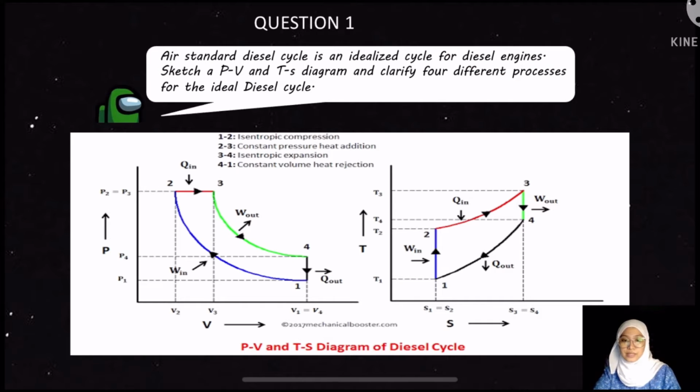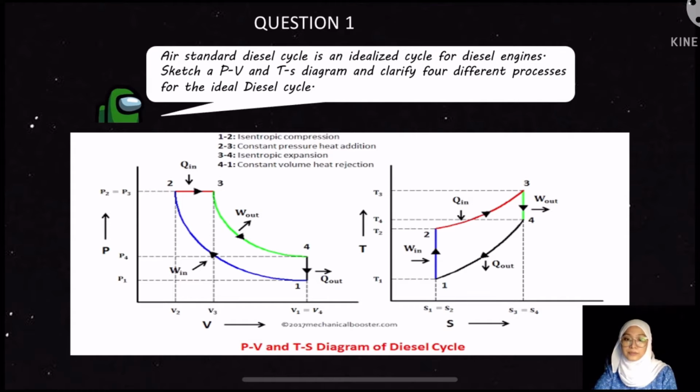Hello, my name is Nur Fadira binti Muhammad Tamizi and my metric number is 01DKM18 F2016. I will explain to you about question 1 and question 2. Question 1. A standard diesel cycle is an idealized cycle for diesel engines. Sketch a PV and TS diagram and clarify 4 different processes for the ideal diesel cycle.